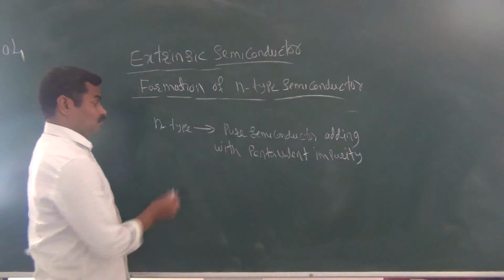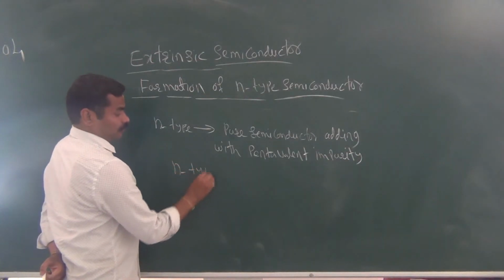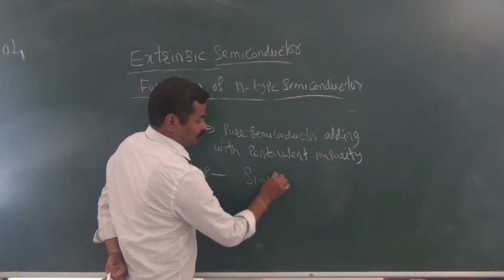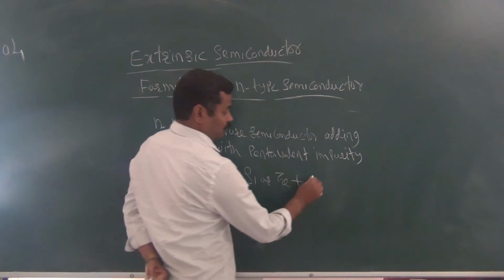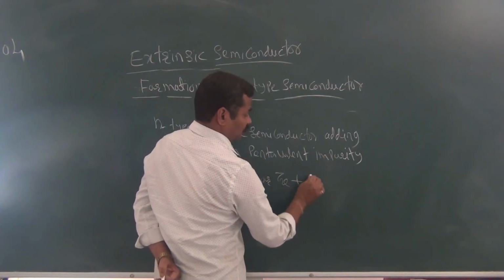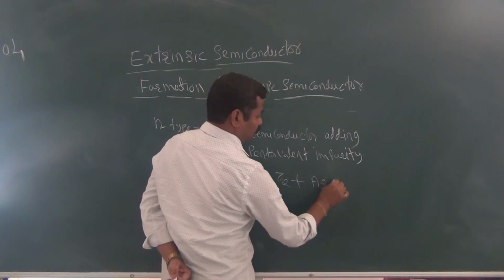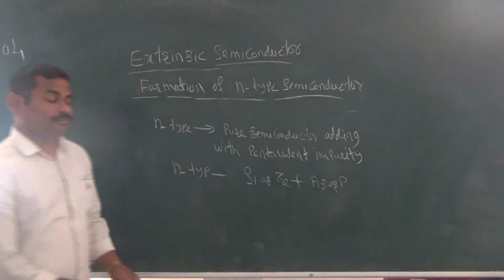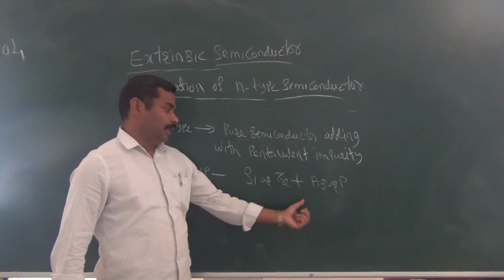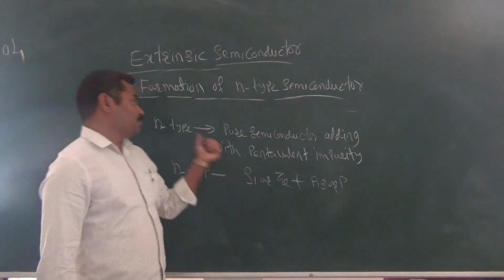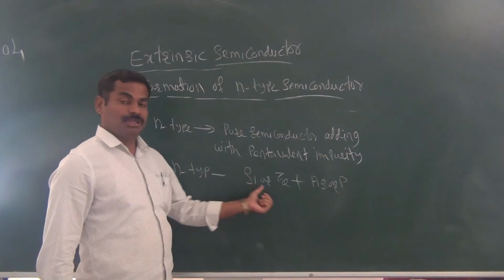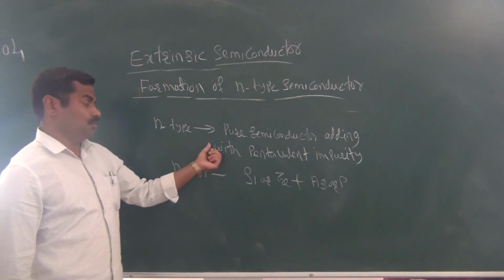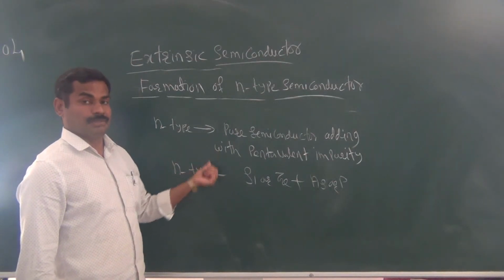It means what? As we know, N-type is nothing but a pure semiconductor, it may be silicon or germanium, and you can add with them arsenic, As, or phosphorus. A pure silicon or germanium, by adding arsenic or phosphorus, becomes the N-type semiconductor. This is in general the definition of your N-type semiconductor.